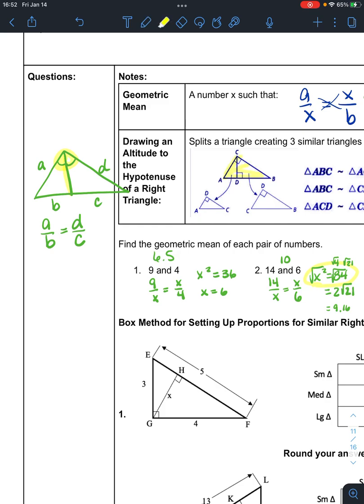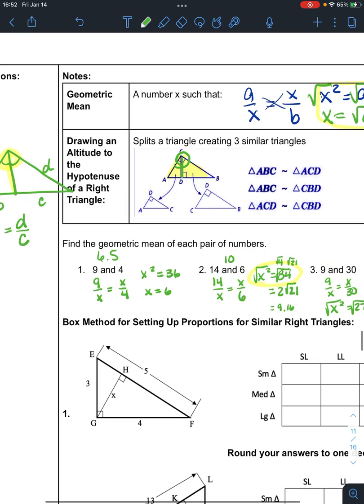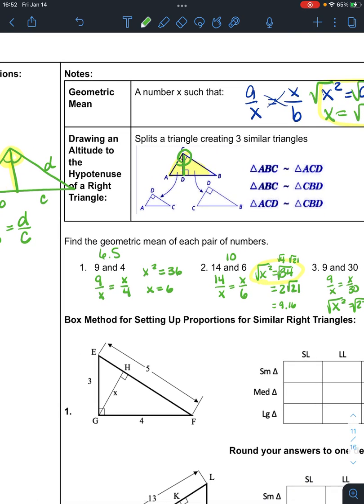Now, what's really important is that these two pictures look very similar, but the difference is that this is a right angle. And so when you split a right triangle with an altitude, CD, CD is an altitude, and when you drop that altitude, it's going to break that right triangle into two smaller right triangles. And all three of those triangles are proportional. Now, the way that I teach this is different than the way the book teaches it.